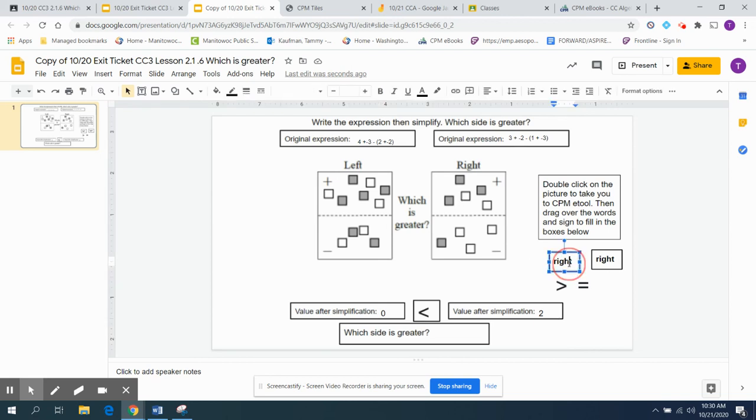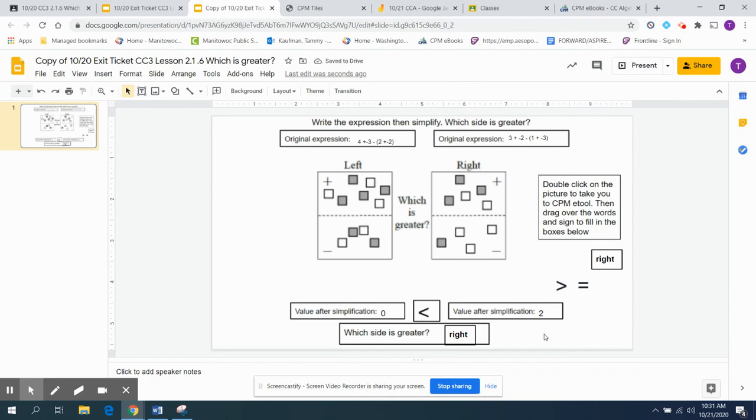And that means that the right side, which I put right and right, I need to change that. The right side is bigger. And I'm going to drag that here. Well, it doesn't want to let me do that. Come on. I'm going to put that right there. Okay. That's it.